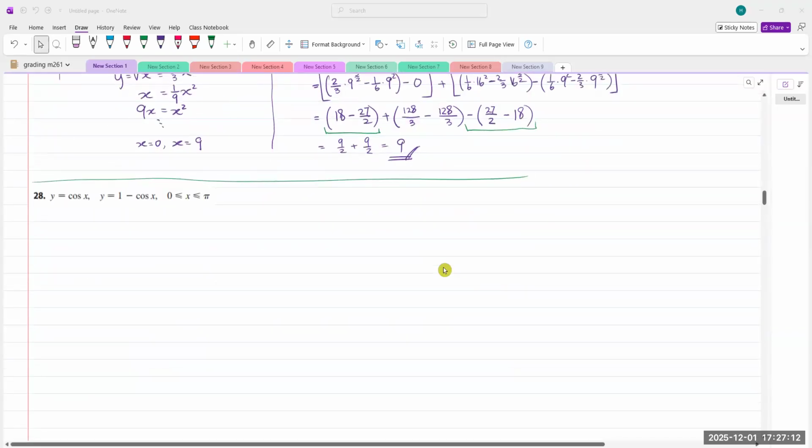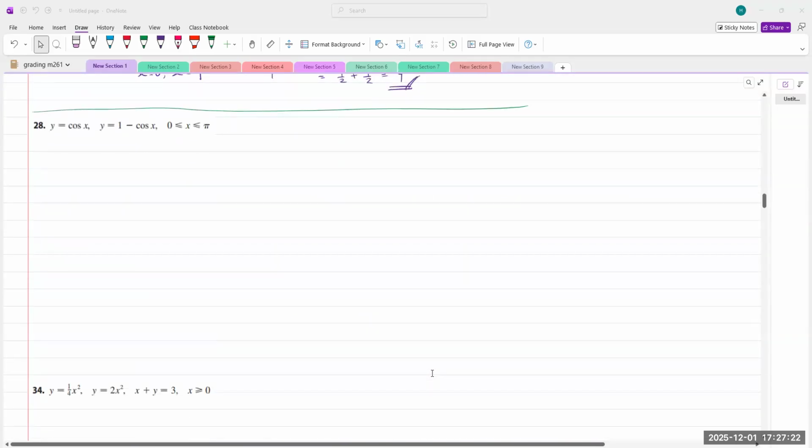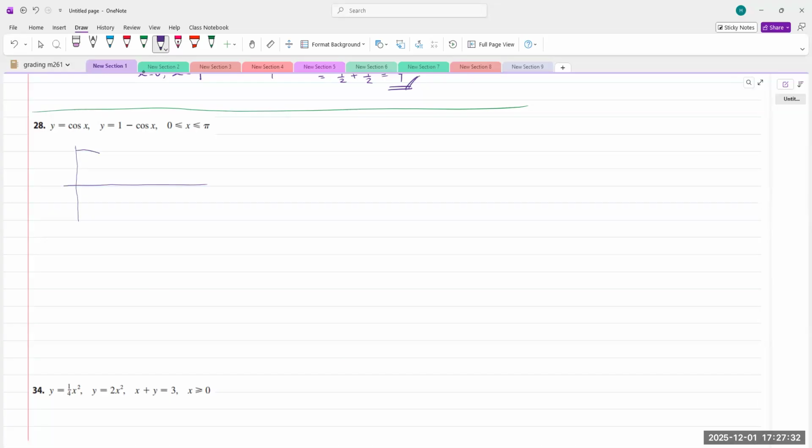Let's go on with number 28. Again, we need to find the area enclosed by the given curves. So number 28, the graph of cosine x. Cosine x looks like this. Approximately looks like this. Okay, from 0 to pi only. Oh, okay, so up to here only. This is pi over 2.